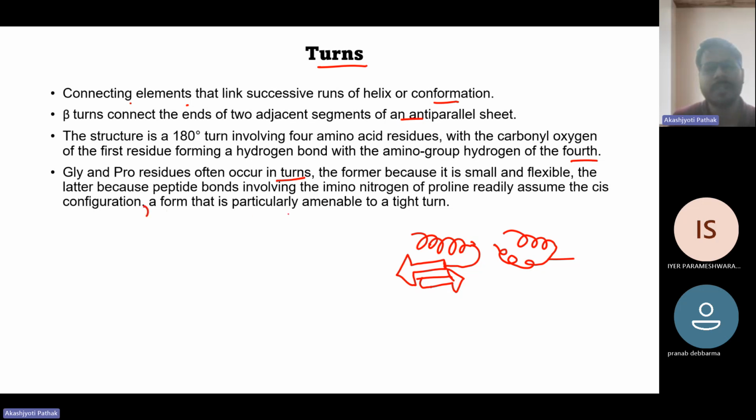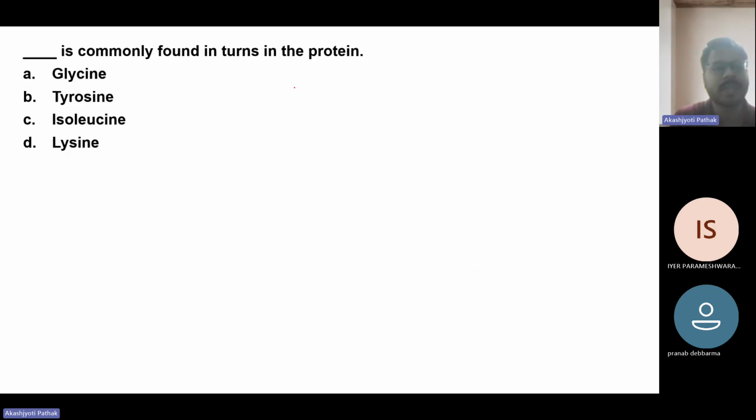So this cis conformation favors these amino acids being present in turns. So proline is commonly found in turns in the protein. You remember that glycine, because of its small size, can easily be accommodated in these turns, and the other one is proline. Proline and glycine are found in turns, while glycine and proline are usually absent in alpha helix.